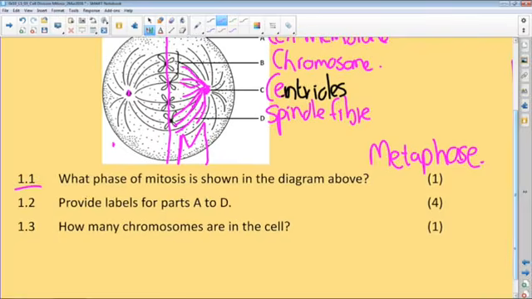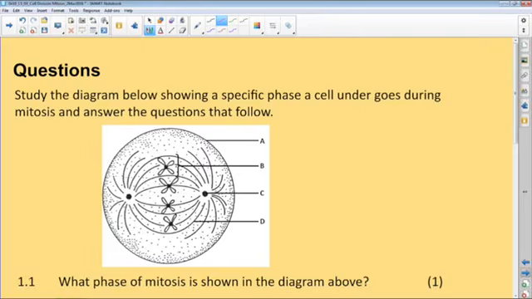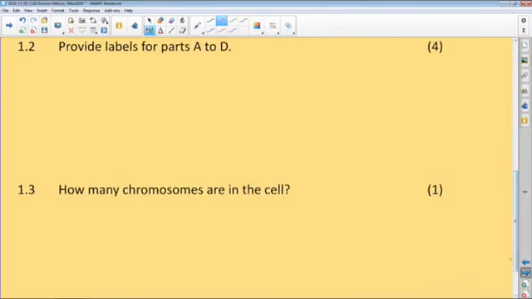The last question was, how many chromosomes are in the cell? Guys, you have a look. You count 1, 2, 3, 4. There are 4 chromosomes inside of the cell. So we've gone through that one.